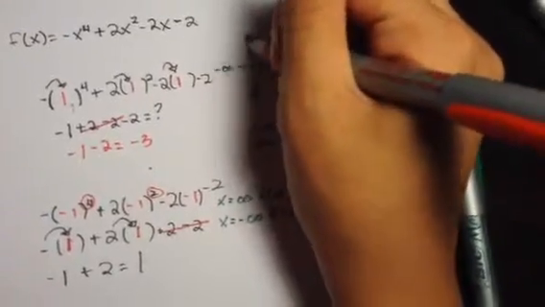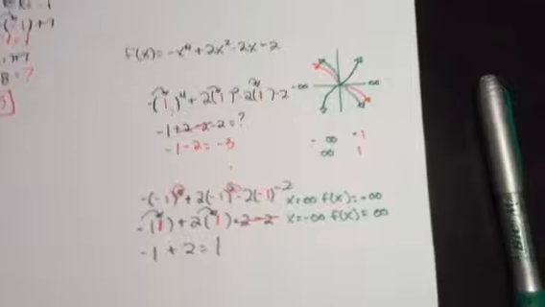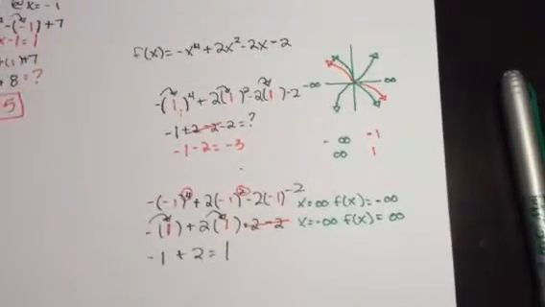Let me show you what that'll look like on the graph. That means the graph will go this way. And that's the end behavior. If you want to write that down real quick or pause the video.